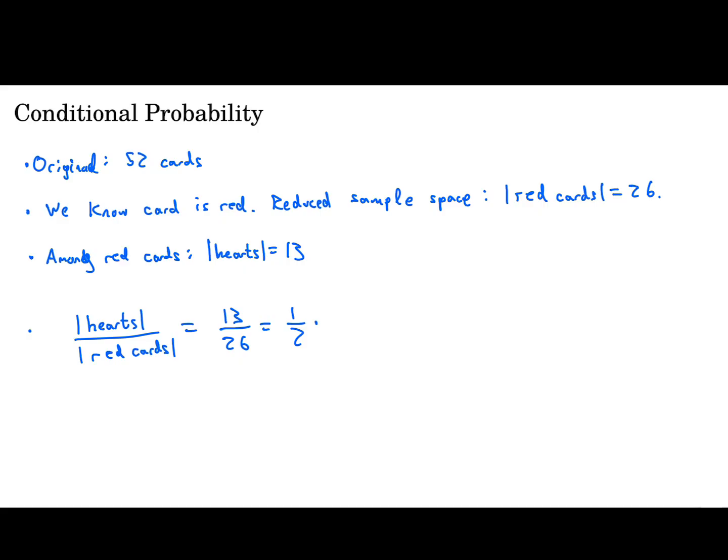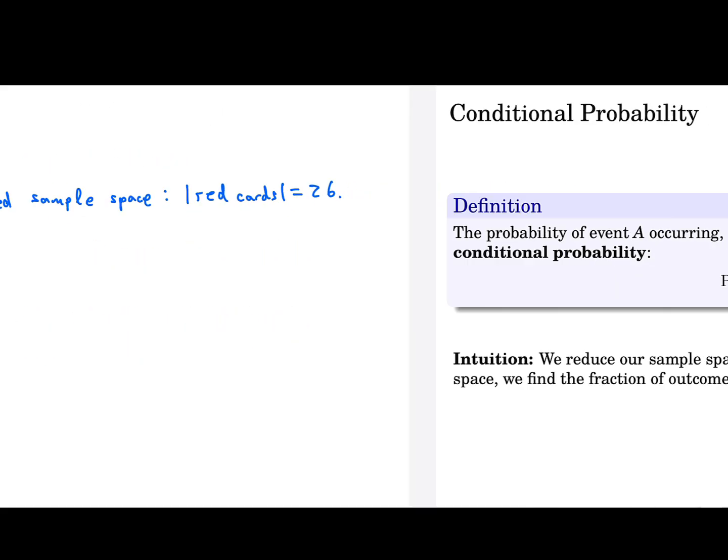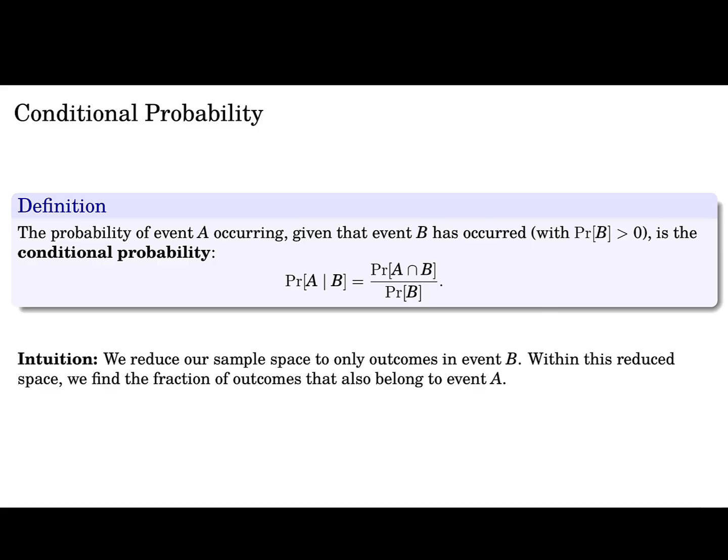So if we know that the card that we got is red, now it's not anymore, let's say, a quarter chance that this is a heart. It has become a 50%, half chance that this is a heart. So how do we treat these things in general, right? So in general, when you have a probability and now you learn some information B, you write it in this way. And the way you read this is the probability of A given that B occurred.